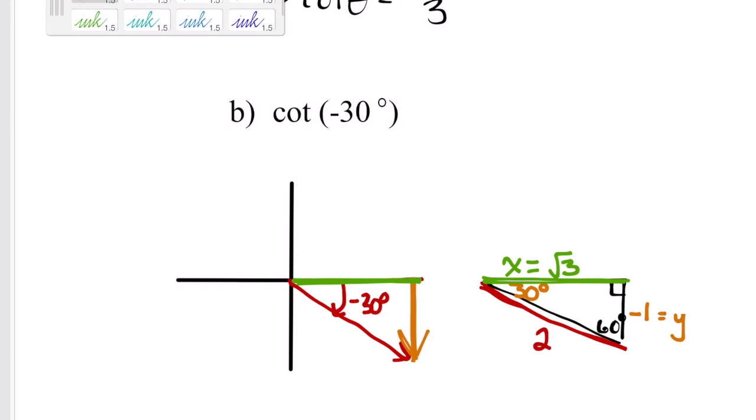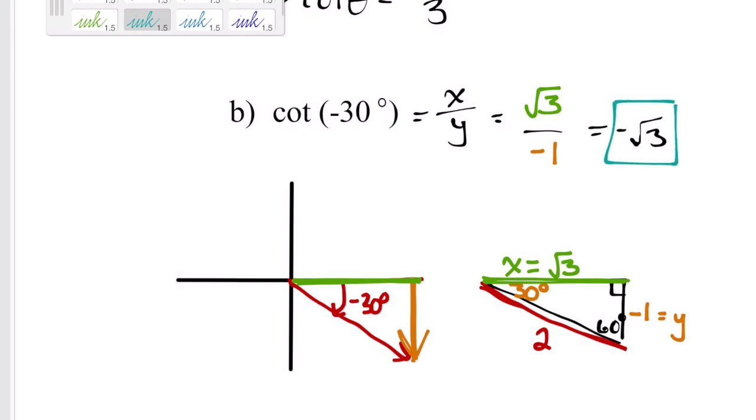Whenever it comes to the cotangent, cotangent is my x over my y, which means I'm looking at my x was square root 3, and my y we found was negative 1. So then the cotangent of negative 30 degrees is going to be negative square root 3. So we're using those reference angles and finding the special right triangles that go with these, and using those ratios that are common for those.